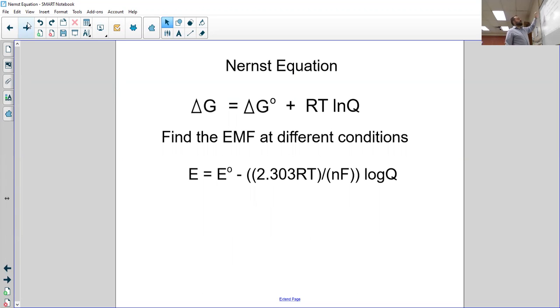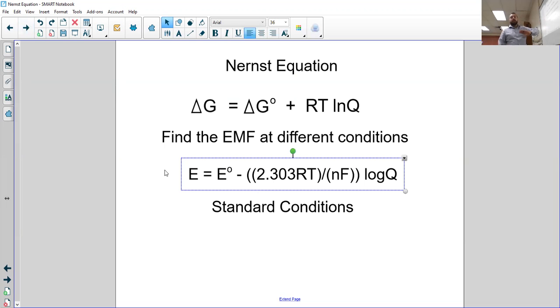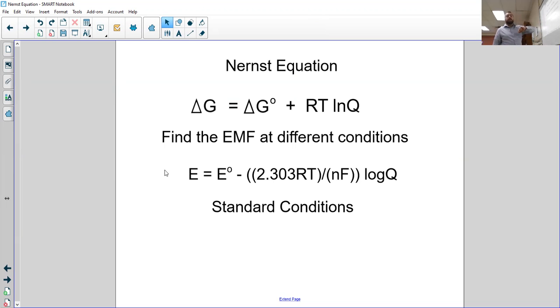Now we can have this equation at standard conditions. We can simplify things a little bit if we're at standard conditions. So the general equation right here is for different conditions that are not standard. We have a separate equation for standard conditions. We can solve for T, R, and F because we know all of those. We can plug those in.